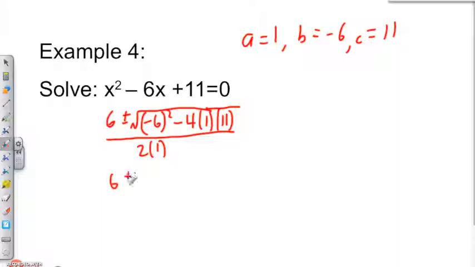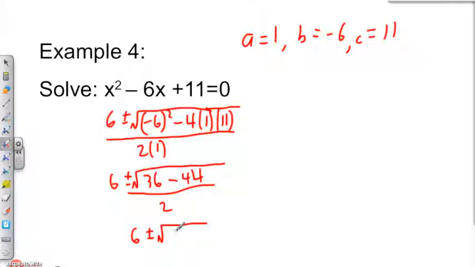We're going to have 6 plus or minus the square root. A negative 6 squared is a 36, minus 4 times 1 times 11 is 44, all over 2. So we're going to have 6 plus or minus the square root of a negative 8 over 2. And now if you type that into your calculator, square root of negative 8, we're going to find that we are going to have some errors. So we are actually not going to be able to go any further with this. We're going to have a discriminant that is negative.